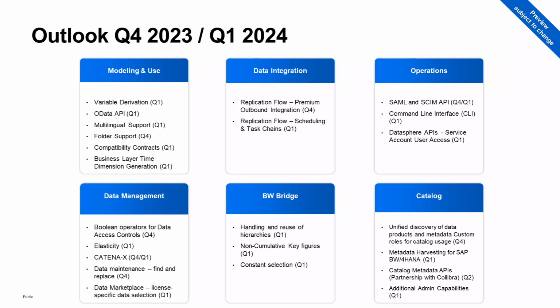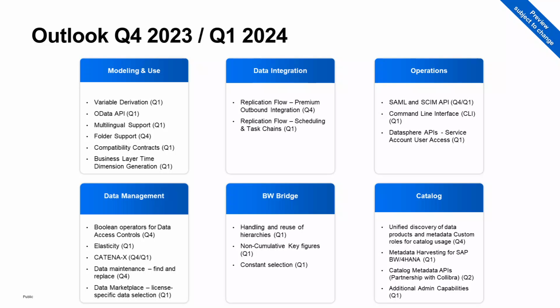In the Modeling and Use part of SAP Datasphere, you can await the following news. In Q1 2024, users will be able to derive values from other variables with the help of a lookup logic. With that, we will have much increased dynamics in the use of variables and will enable new use cases like year-to-date or quarter-to-date.